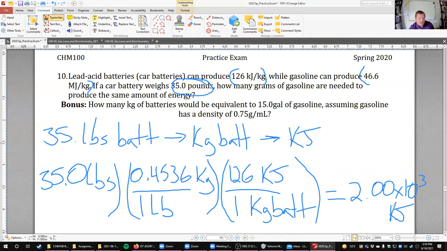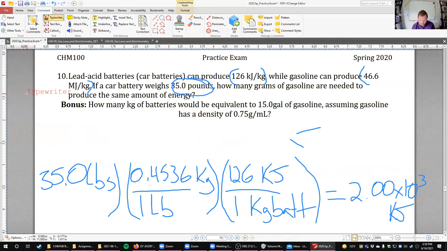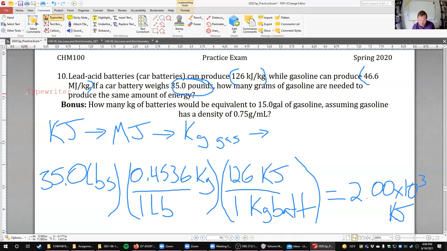So we want to take this number and get to grams of gasoline. So our roadmap might look something like, kilojoules, and then our energy density for the gasoline is in megajoules. So we go kilojoules to megajoules to kilograms of gas, grams of gas.